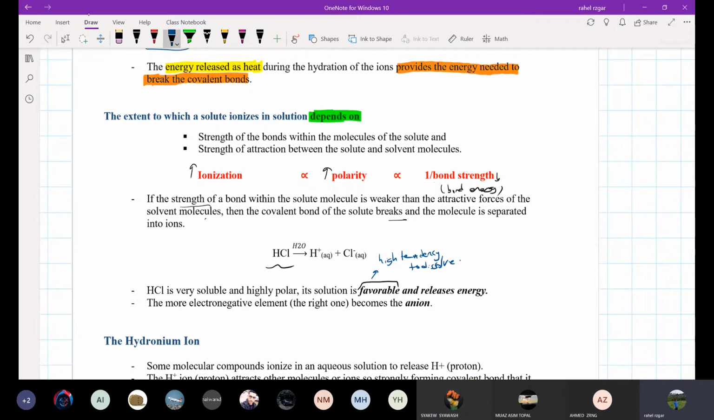But when it dissolves, as we said before, it will release energy. So the dissolution of HCl is favorable. It really wants it. It's easy to do. It can easily dissolve in water, and it's exothermic.